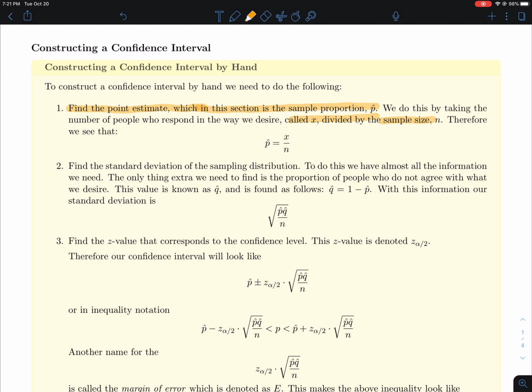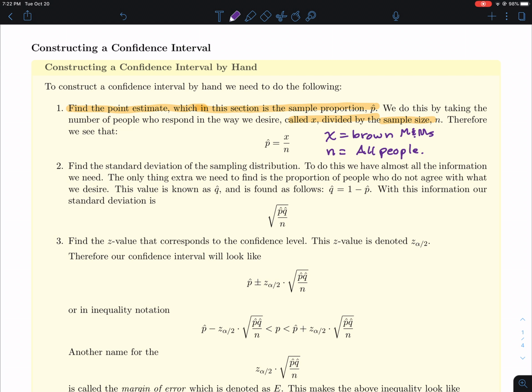For example, maybe we're working for the M&M company, and we want to know how many people liked brown M&Ms compared to all the other M&Ms. Our X would be the number of people whose favorite M&M was brown, and N would be all people that were surveyed. So P hat would be the proportion of people whose favorite M&M is brown.